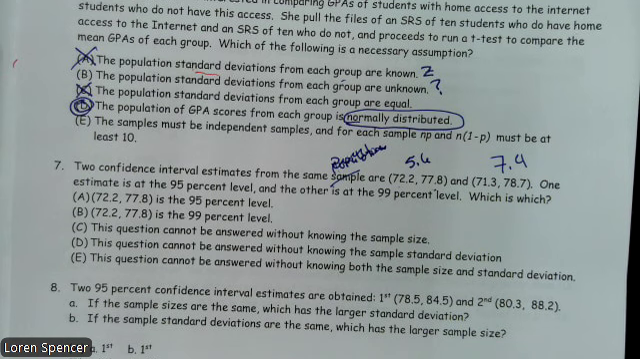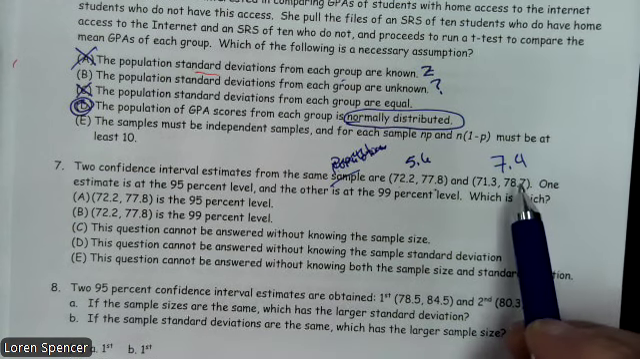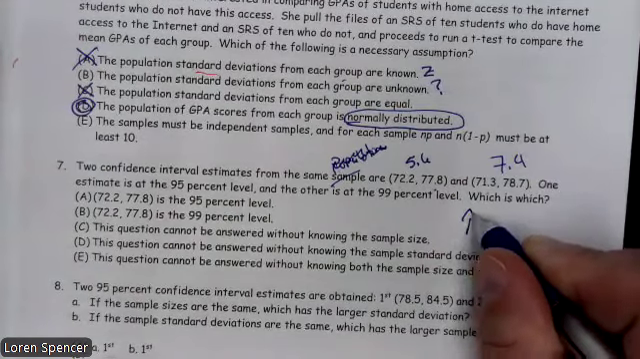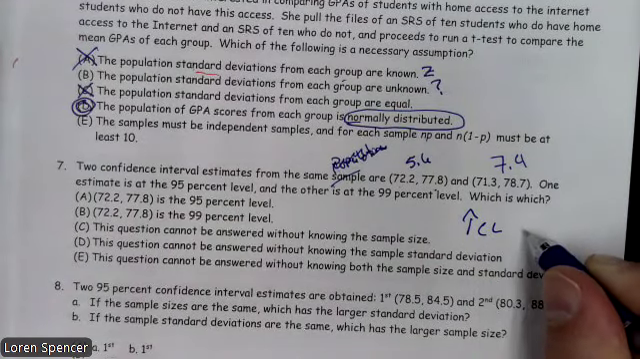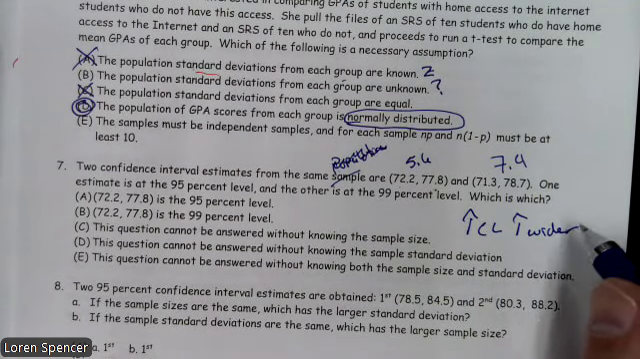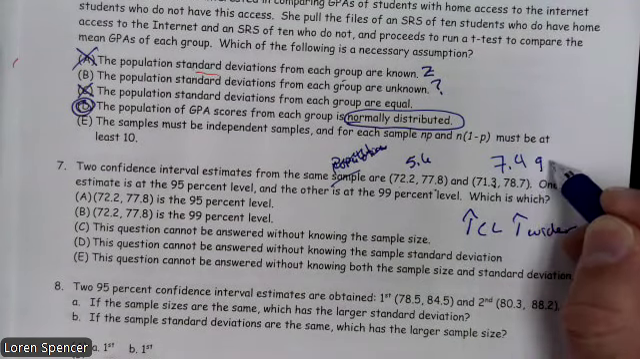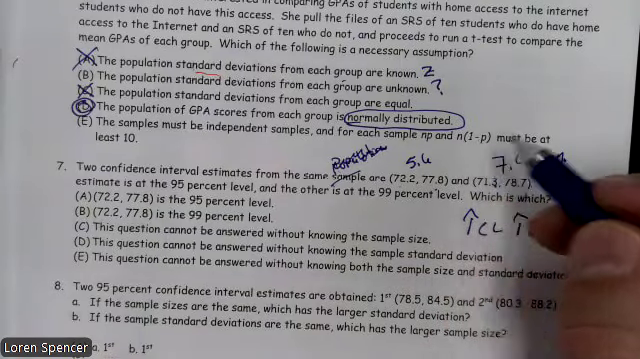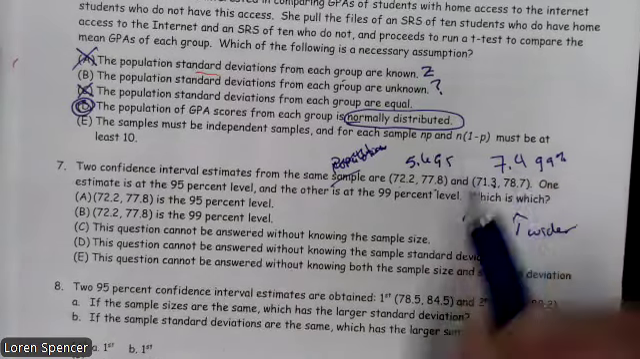We should have the same center, but one of them is more spread out. The more spread out it is, the greater the interval. So as the confidence level goes up, the interval gets wider. All right. So this one is wider. So this is the 99%. This is narrower. So this is going to be the 95%.